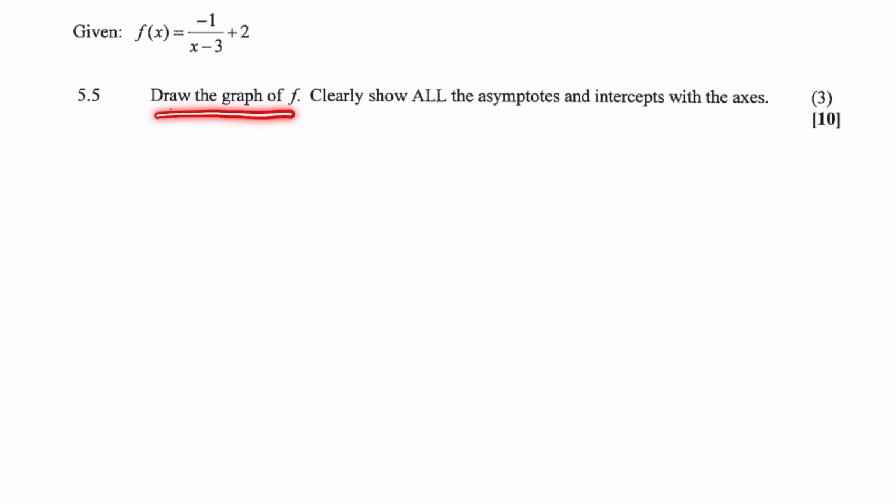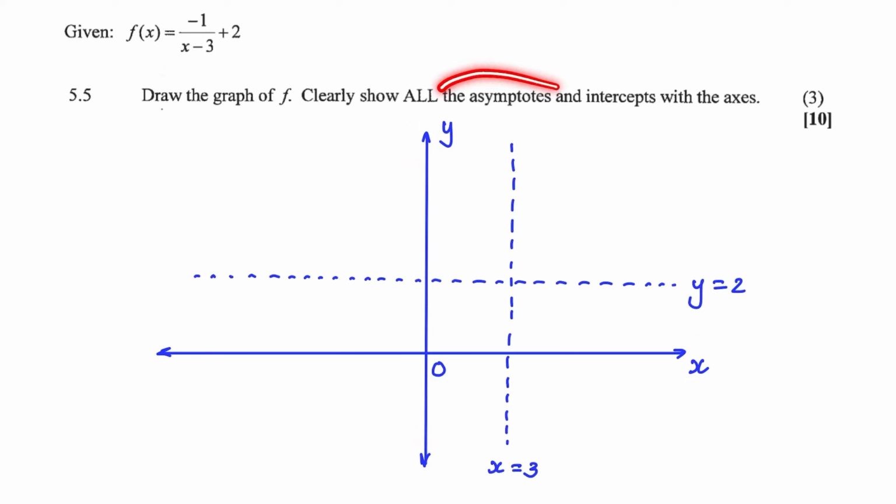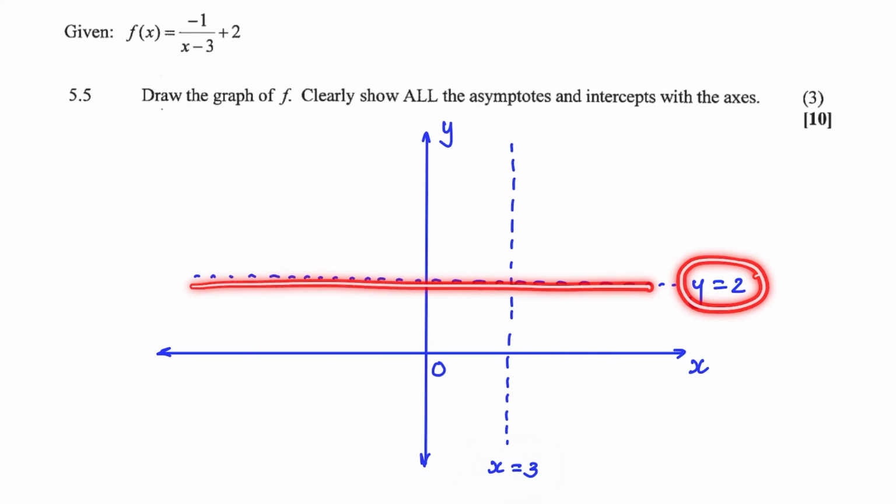5.5. Draw the graph of f. Clearly show all asymptotes and intercepts with the axes. So when we draw functions, we always want to show the y-axis and the x-axis. Also show the point of origin. It's good practice to put arrows at the ends of all the axes to show that they continue indefinitely. Next, I'll show the asymptotes. So the vertical asymptote is x equal to 3, and the horizontal asymptote is y equal to 2.